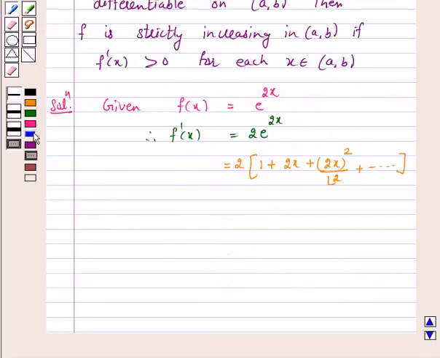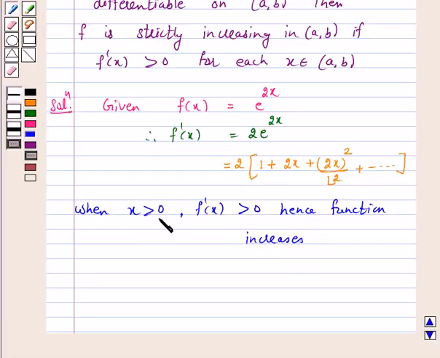Now, when x is greater than 0, f dash x is also greater than 0. Hence, function increases when x is greater than 0. When x is equal to 0, f dash x is equal to 2, which is also greater than 0. Hence, function increases when x is equal to 0.